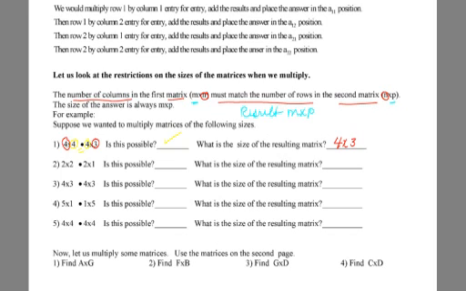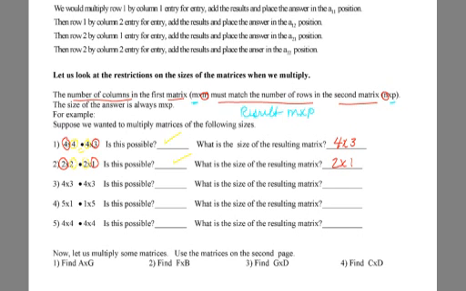Let's look at the next one. 2 by 2 times a 2 by 1. Is it possible? Inside numbers match, so yes. How big is the answer going to be? The two outside dimensions, which will be 2 by 1.